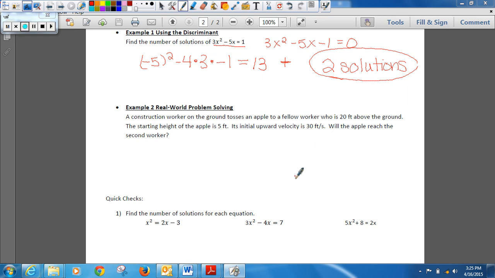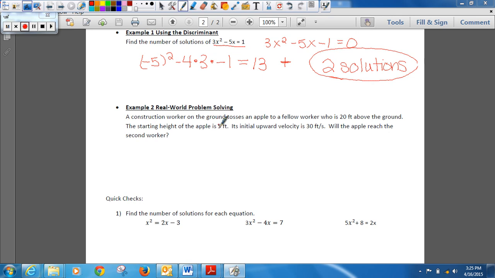Example 2 is a real-world problem solving. A construction worker on the ground tosses an apple to a fellow worker who's 20 feet above the ground. The starting height of the apple is 5 feet. Its initial upward velocity is 30 feet per second. Will the apple reach the second worker?